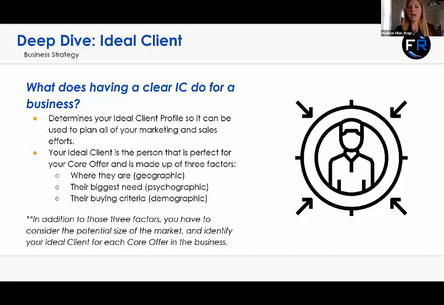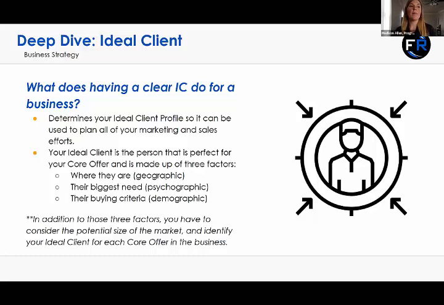But it also guides who it is that you're speaking to in all of your business categories. So in marketing, sales, and operations, all of those are affected by who it is that you're actually serving. And your ideal client is really made up of 3 different parts. So that's where they are, or the geographic information you have about them, their biggest need, that's their psychographic, or maybe their thought processes and their decision making. And then finally, their buying criteria. And that's demographic information we have about them.